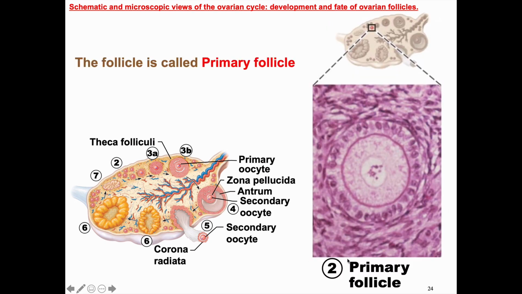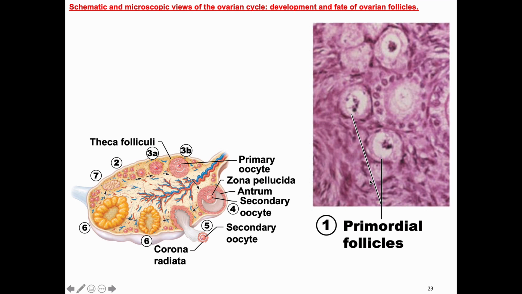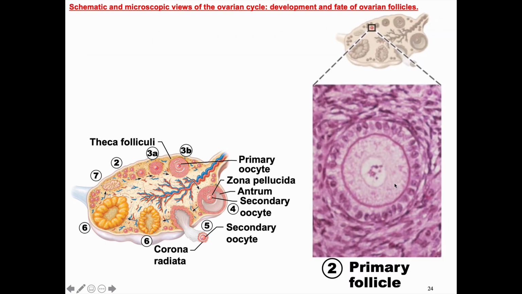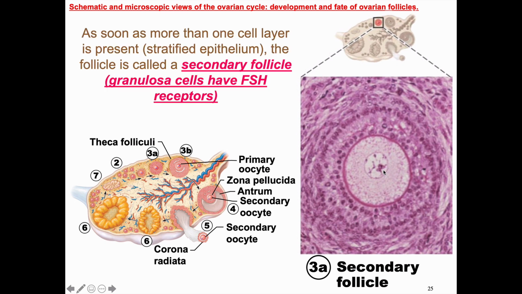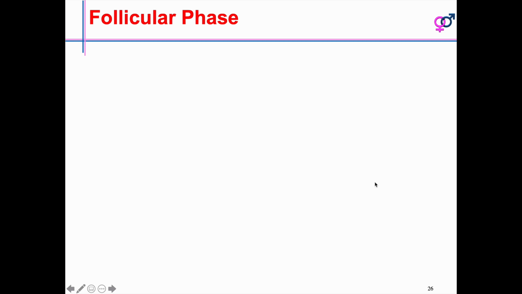Okay, so this is how the primordial follicle looks before maturation, and this is how the primary follicle looks. You see, there is more fluid collection around. In the secondary follicle, more fluid is collecting and the ovum is present in the center. This maturation is taking place by the release of follicle stimulating hormone from the anterior pituitary.